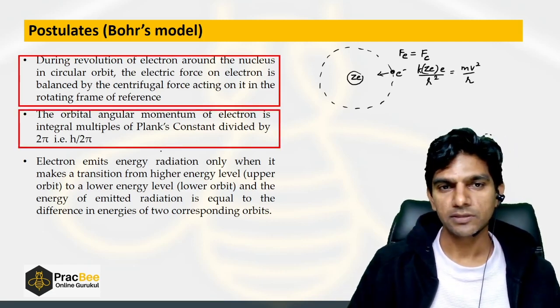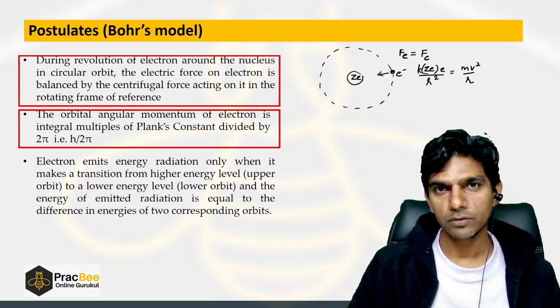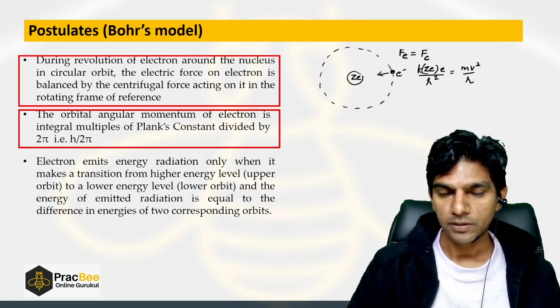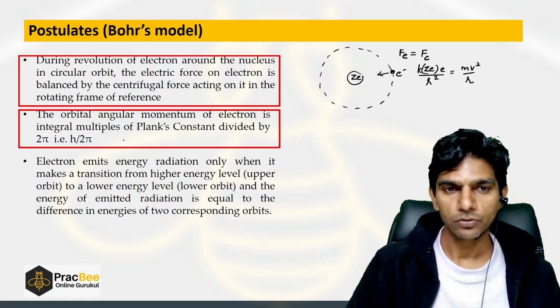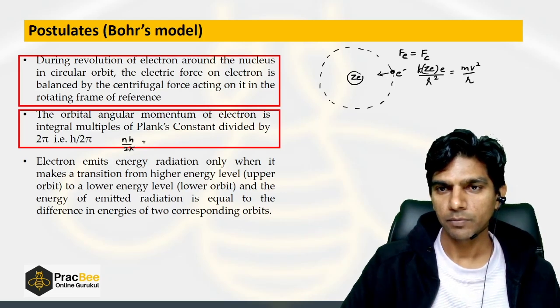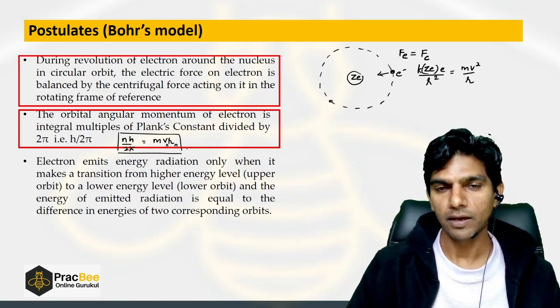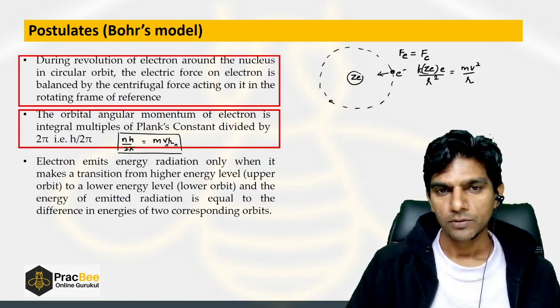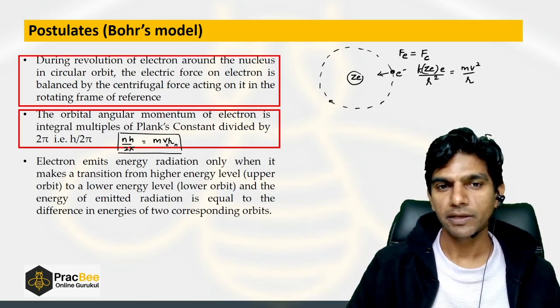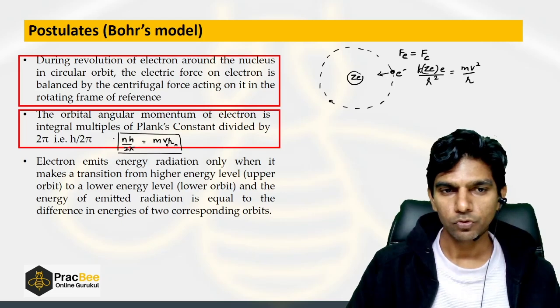Now the second postulate states that if the electron is orbiting in a particular orbit, then its angular momentum is conserved and it will be given by n h upon 2 pi. This is the angular momentum, and we know if a particle is orbiting in a circle, then its angular momentum in magnitude will be given by mvr. So you should remember this equation also, m vn rn, where n stands for the nth orbit. The speed of the electron in the nth orbit will be vn, and the radius of the nth orbit will be rn, so n h upon 2 pi.